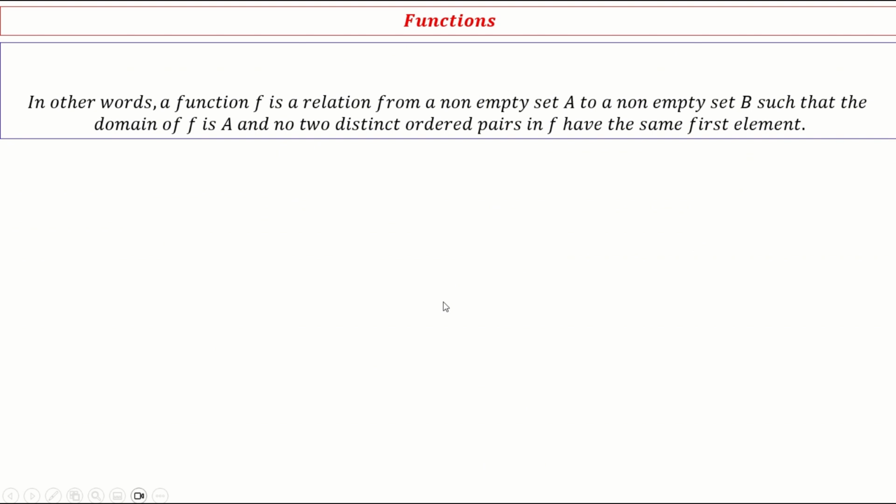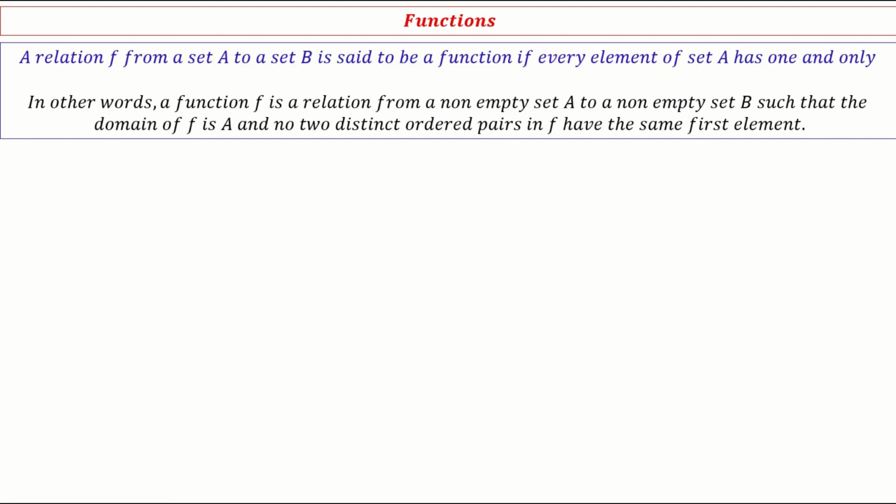Now let's learn about functions. First we learned the Cartesian product, then we learned relations. Now let's go to functions. A function is again a subset of a relation. A relation f from set A to set B is said to be a function if every element of set A has one and only one image in set B.